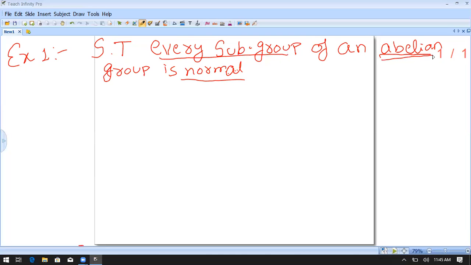Okay, normal subgroup. Okay, so now let us prove. Let us solve this example.